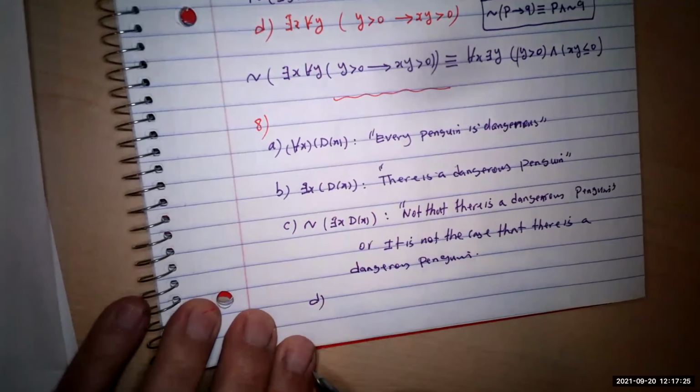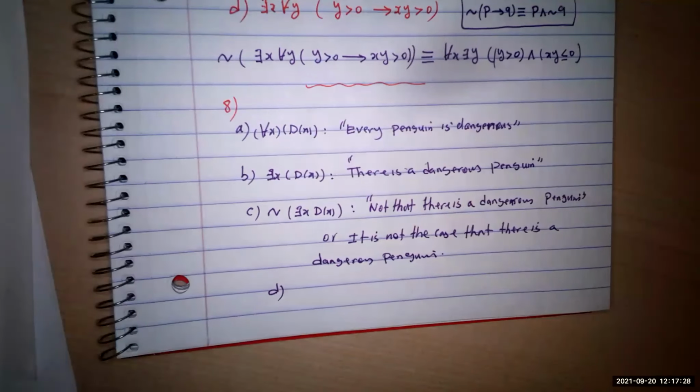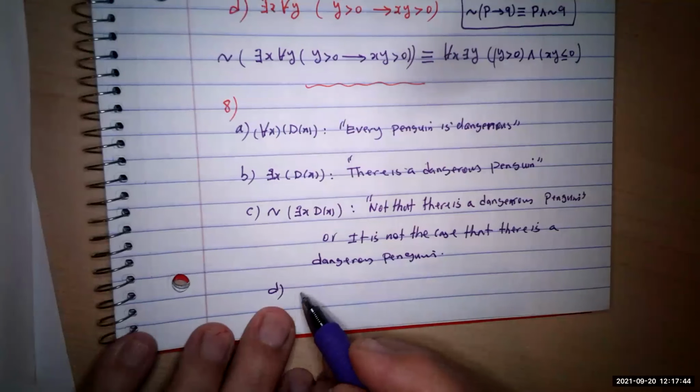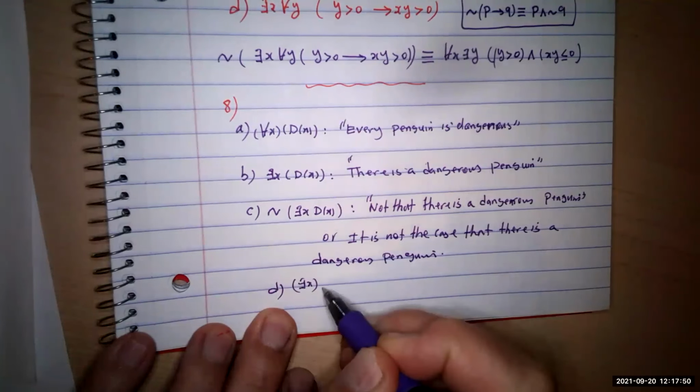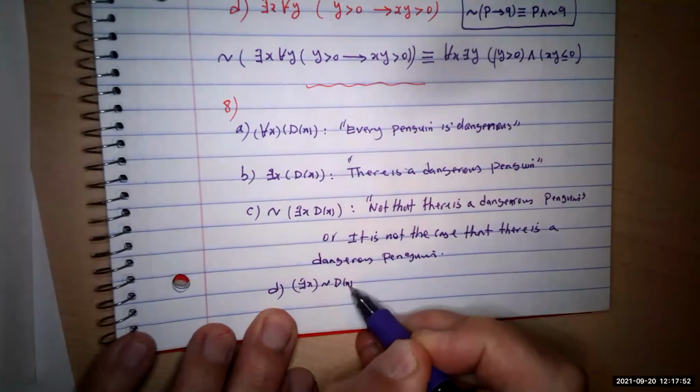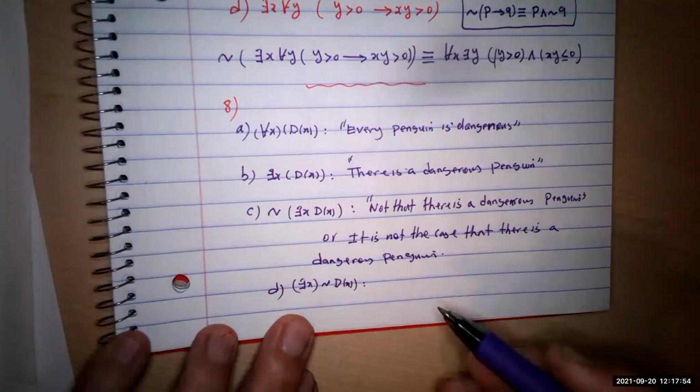I'm sorry, on C. How come we don't do the same thing that we did in 7 for negations and change that into for all x, not Dx? No, because when it's a translation, you are not allowed to change it. I see. Okay, thank you. That's the kind of rules of the game. So then part D was there exists x, not Dx.